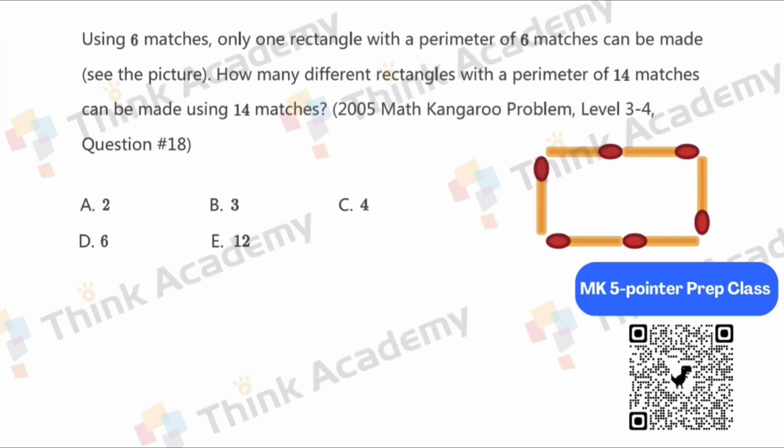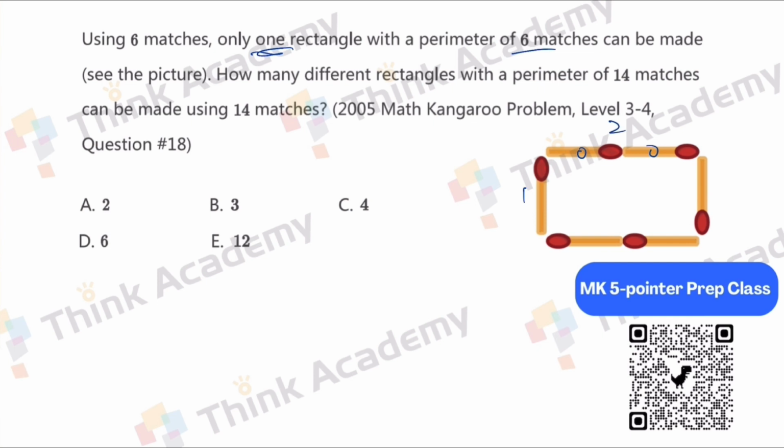Okay, next question. Using 6 matches, only one rectangle with a perimeter of 6 matches can be made. How many different rectangles with a perimeter of 14 matches can be made using 14 matches? For 6 matches, we can see that we use 1 match as the width and 2 matches as the length.